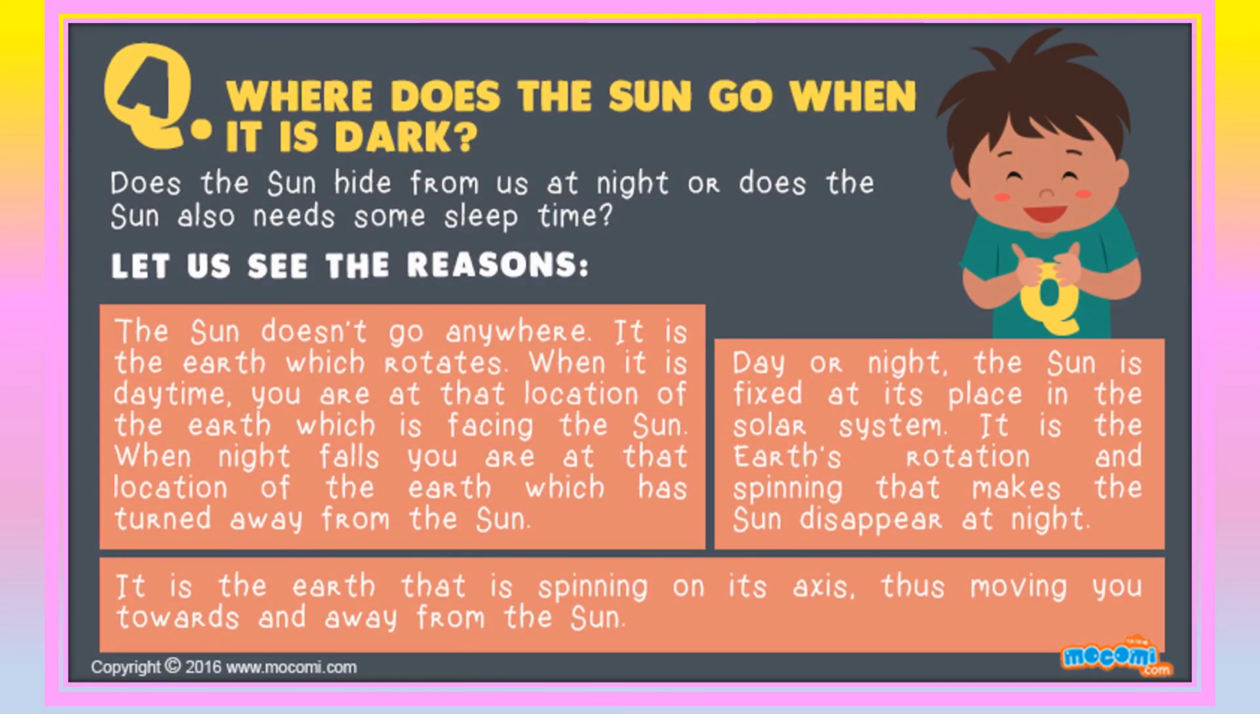Where does the sun go when it's dark? Does the sun hide from us at night, or does the sun also need some sleep time? Let us see the reasons. The sun doesn't go anywhere. It is the Earth which rotates.